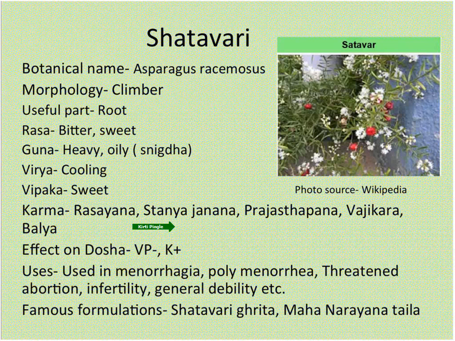So Shatavari is basically used in menorrhagia and polymenorrhea. When these are associated with Vata and Pitta issues, then at that time you can give Shatavari. Many times if the bleeding is heavy with intense sharp burning sensation, then you can use Shatavari to pacify Pitta dosha.